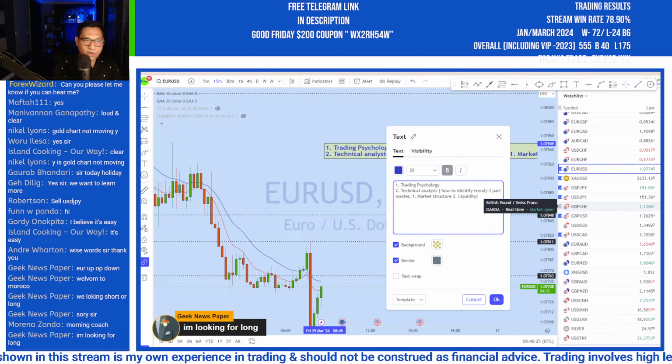The link will be given in the channel, where we discuss in depth how to identify the liquidity candle. So number two is liquidity, to see where the market is heading to.